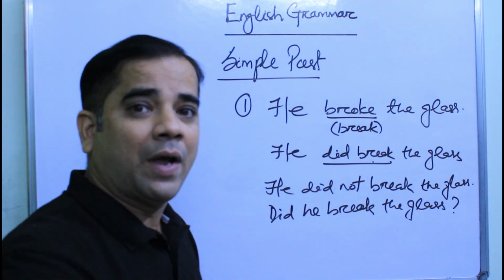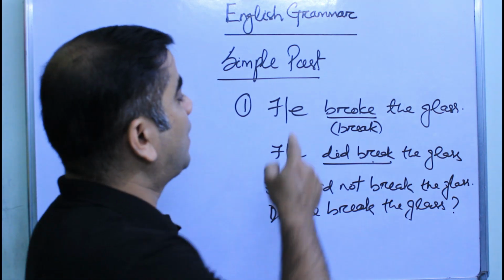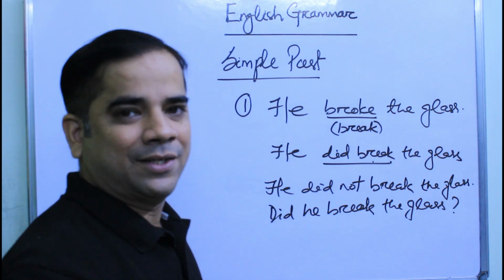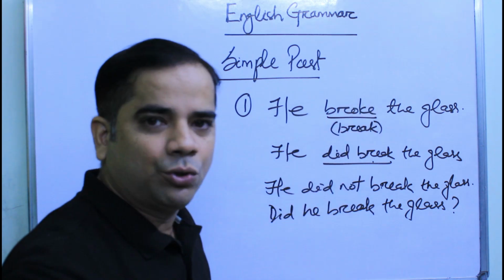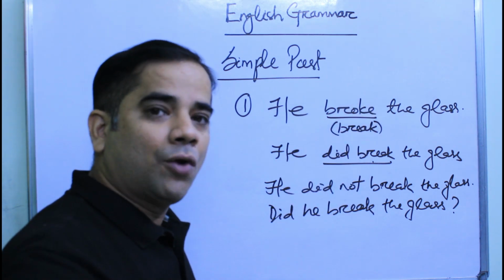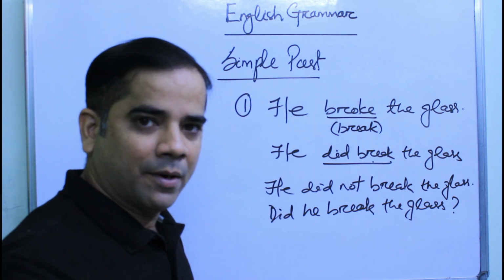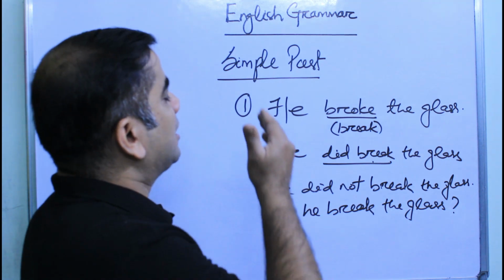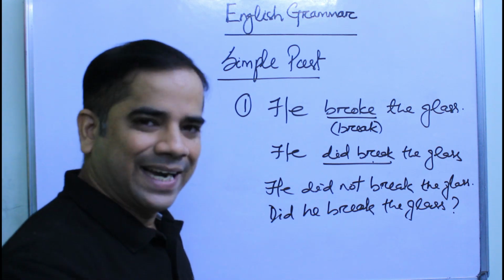Okay. So in this way, you need to form the negative and interrogative form of the affirmative sentence, which is in simple past tense. Okay, just you need to understand that the V2 form which is used in simple past tense is always associated with did as the helping verb. Okay, so in this way we use the negative and interrogative form of an affirmative sentence.